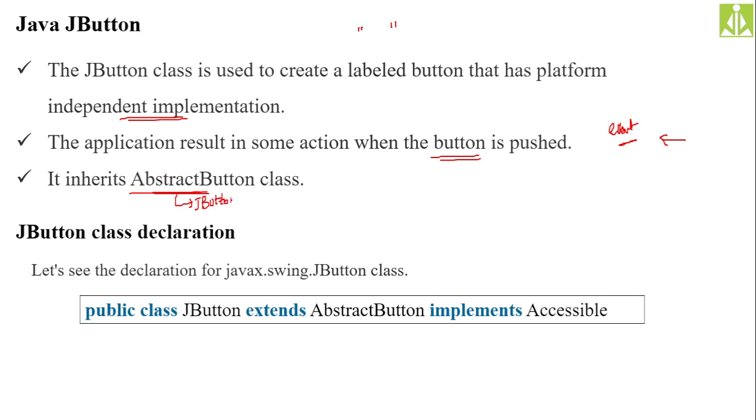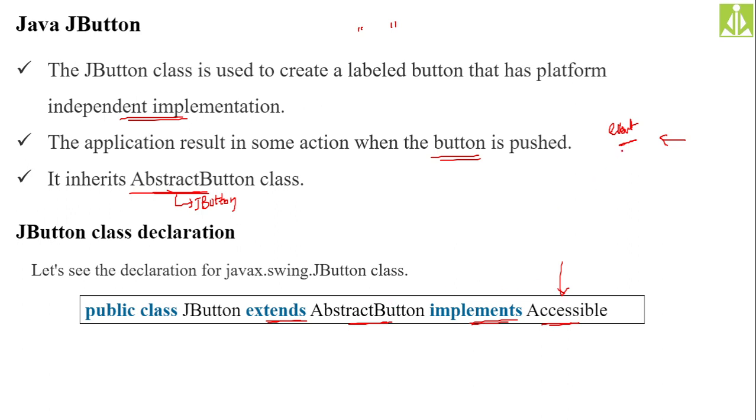Okay, remember this one. From AbstractButton we have JButton. The JButton class declaration you can see over here extends AbstractButton and implements Accessible. This Accessible is an interface, and this interface has many different listeners inside it. You just need to implement those listeners in order to get the functionality.